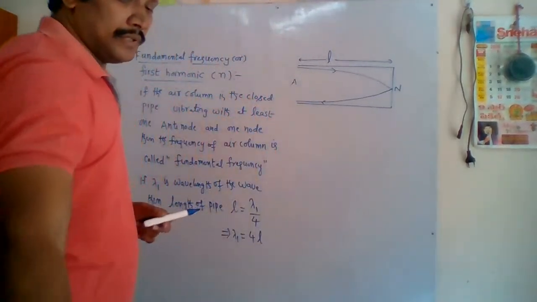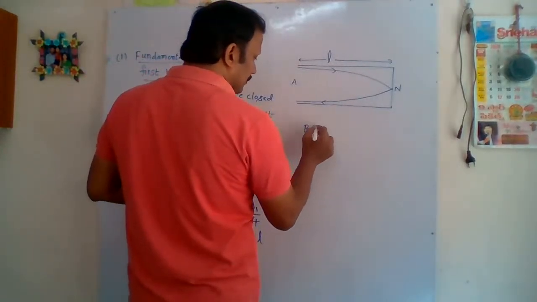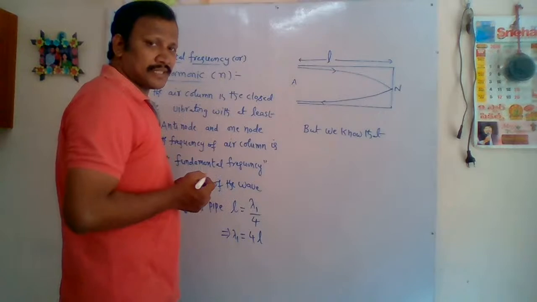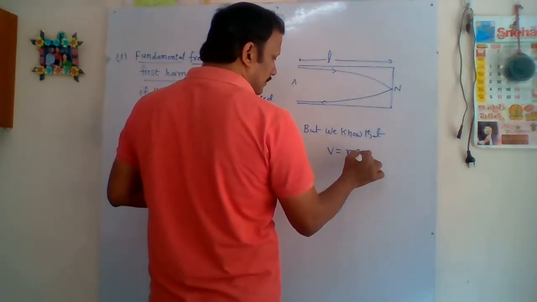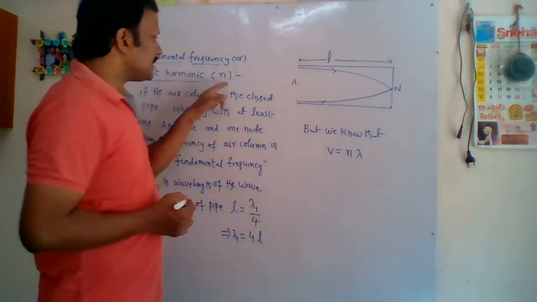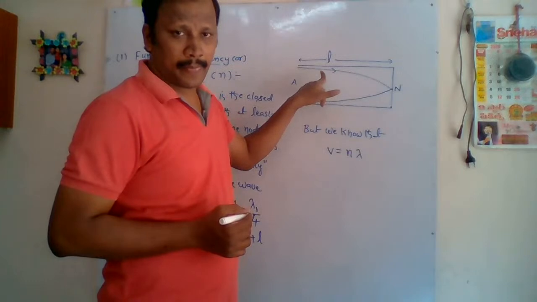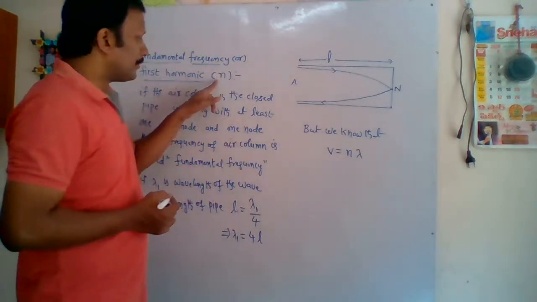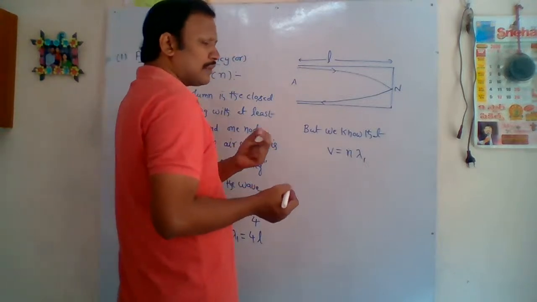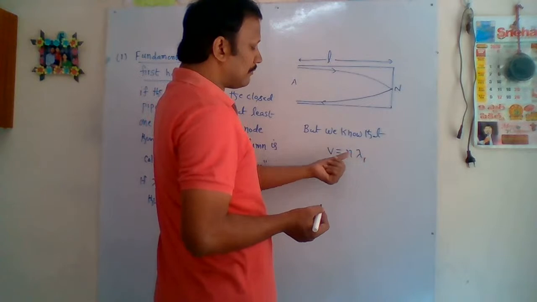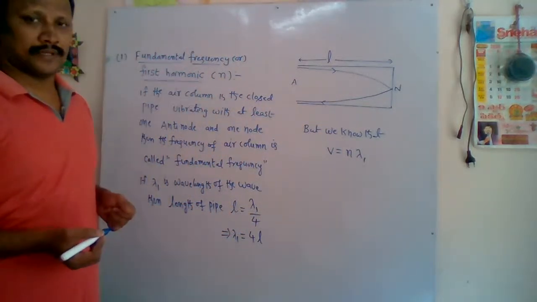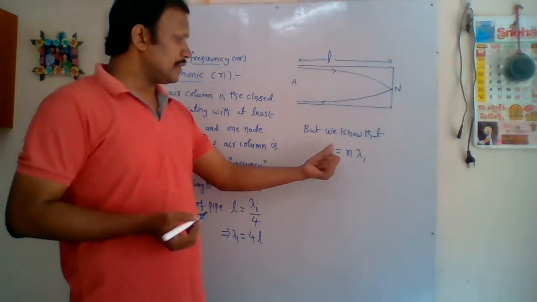Next, what is the relation between V, N and lambda? V is equal to N lambda. This is the relation between the velocity of sound in air, frequency and wavelength. Here V is the velocity of the sound wave in this pipe, N is the frequency, and lambda is the wavelength. In this situation V is equal to N into lambda 1, where V is the velocity of sound in air, N is the fundamental frequency, and the wavelength is lambda 1.